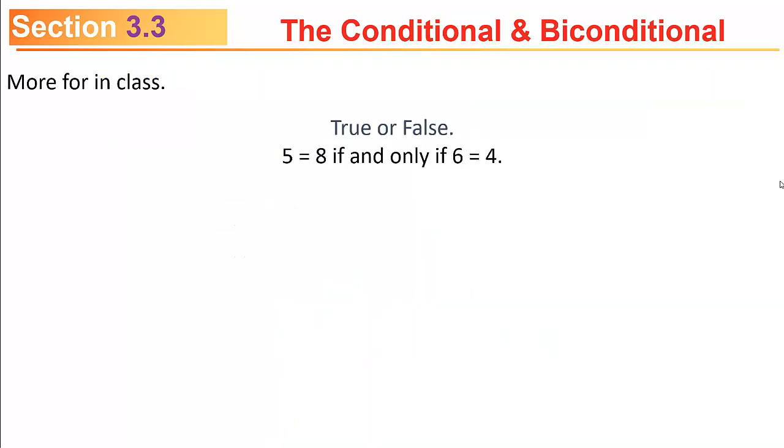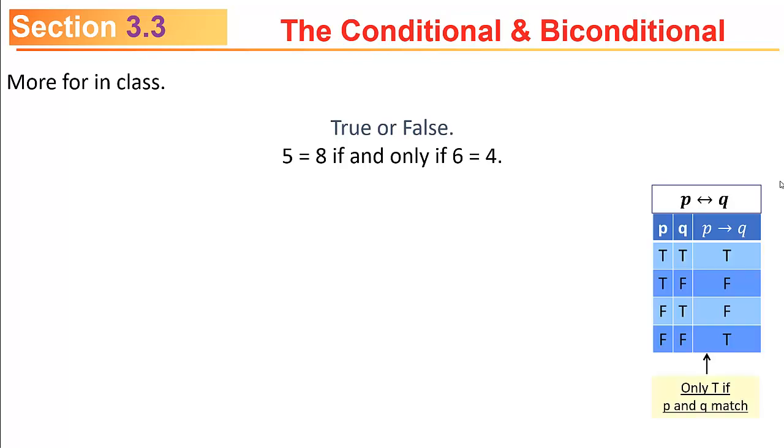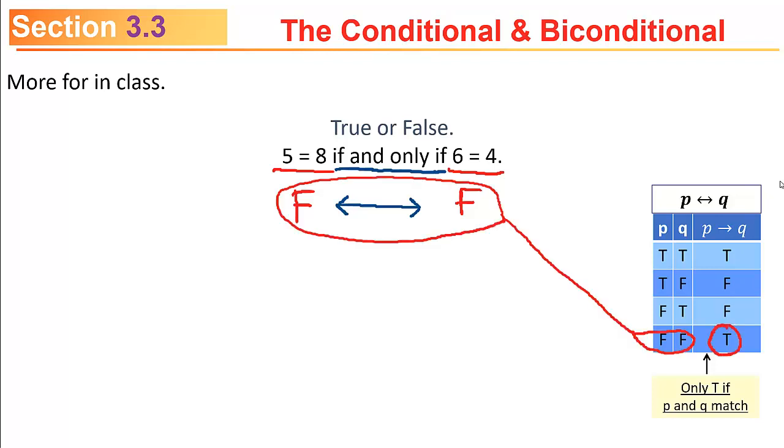Let's practice a few more things. Is this true or false? 5 equals 8 if and only if 6 is equal to 4. Remember, this is an if and only if, which is the biconditional. It's only true if they match. If you go back up and look at this statement, 5 equals 8 is false, 6 equals 4 is false, and the if and only if is the double-headed arrow, and they do match, so the statement would be true.